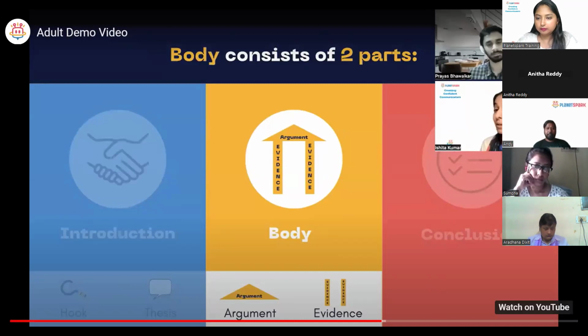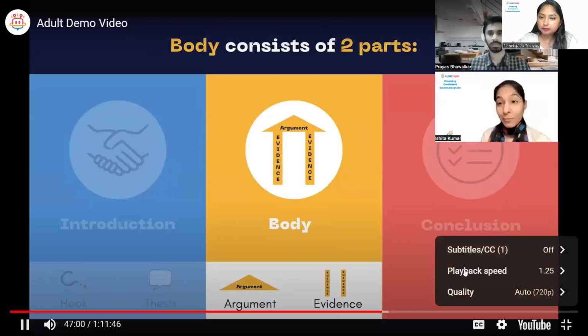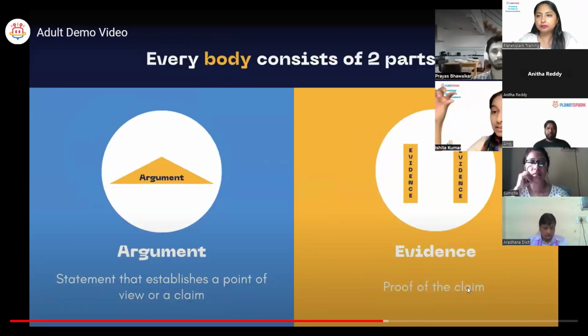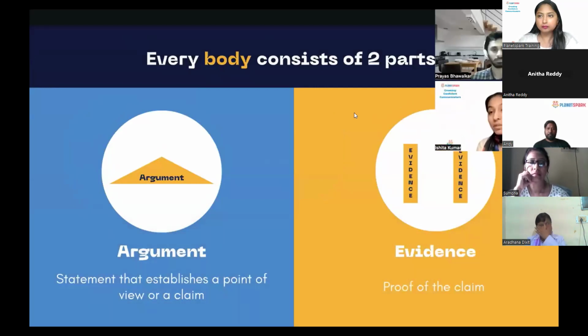Do you remember the second game that we played? Unlock Holmes. So the first piece over there in Unlock Holmes, where you were reading a sentence out loud, that was the argument. Can you tell me what is an argument? It's written right over here. Statement that establishes a point of view or a claim.